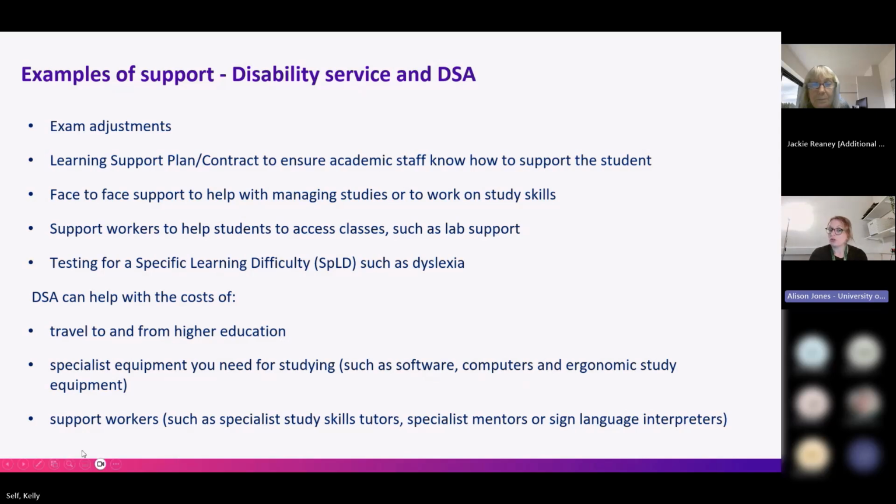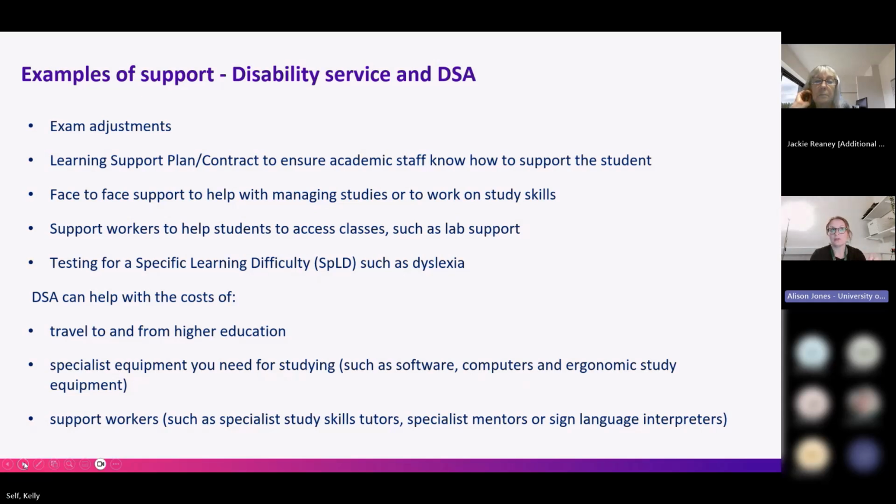Some universities can have systems or processes in place for diagnostic assessments. Again, this very much depends on the university. Some universities can refer students for a diagnostic assessment for a specific learning difficulty, learning difference. If the university does that, they might have that referral process in place. They might also be able to provide some funding, but that very much depends upon the university.